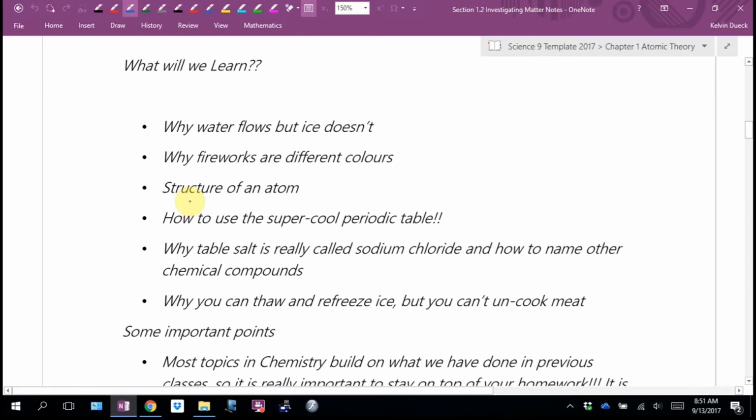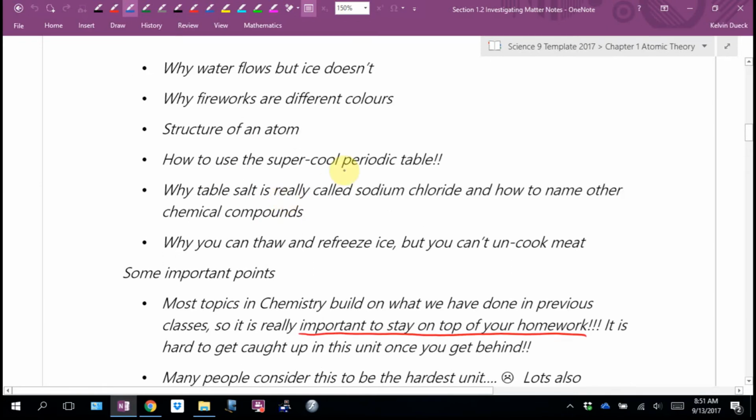Well, we're going to learn why water flows but ice doesn't. We'll explain to you why fireworks are different colors. We can actually predict what color fireworks will be. We're going to talk about the structure of an atom. We're going to learn the very, very super cool periodic table.